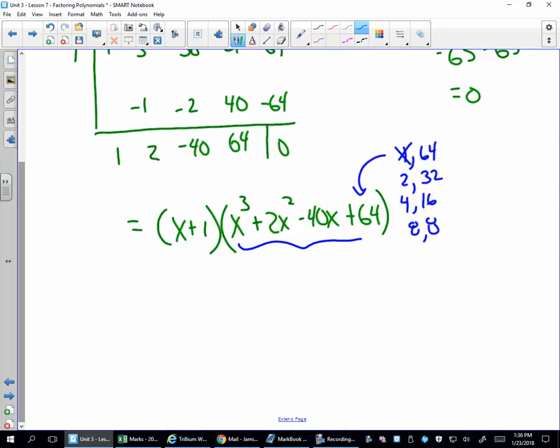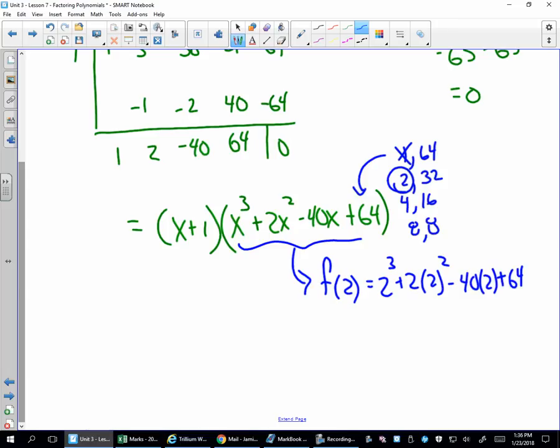Yeah, I don't really want to try 64. I think it'd be pretty messy. So I'm going to try 2 next. I'm going to try this as my function at 2. Let's see what happens. 2 cubed plus 2 times 2 squared minus 40 times 2 plus 64. What's that give us? 8 plus 8 minus 80 plus 64 is 0. Hey, I found another factor.